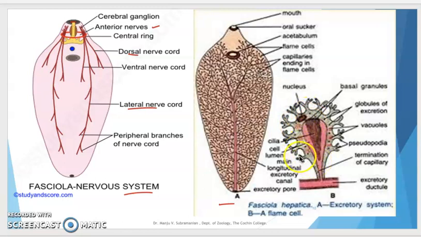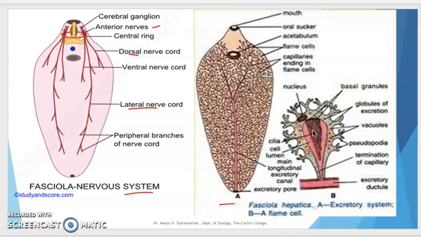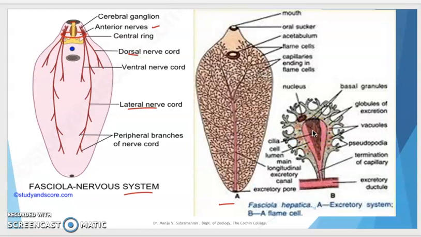So these flame cells have basal granules, a tuft of cilia at the center, and cytoplasmic extensions. You can see here the cytoplasmic extensions, the vacuoles, and the numerous globules of excretions also present. Then the movement of this cilia resembles the fluttering of a flame, and hence the name flame cells.